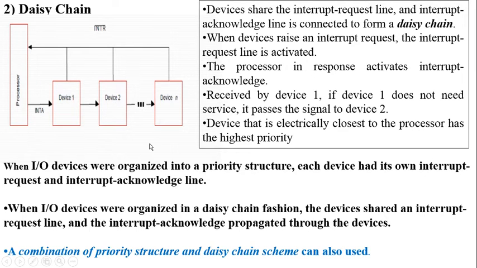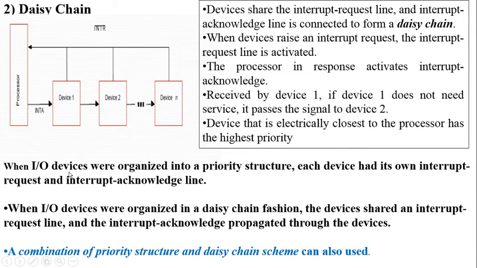Okay, this is the case of daisy chain, so the priority is based on the physical location. The device which is present near to the processor has higher priority in the daisy chain mechanism. Once more, the device that is electrically closest to the processor has the higher priority. Always remember this in the daisy chain mechanism. Among the different devices which have placed interrupt requests, the device which is physically closest to the processor gets the service first from the processor.